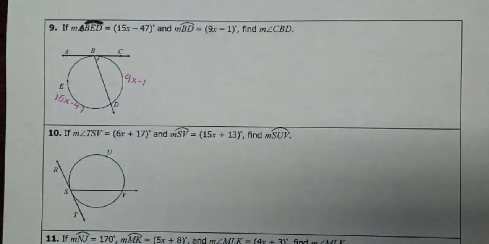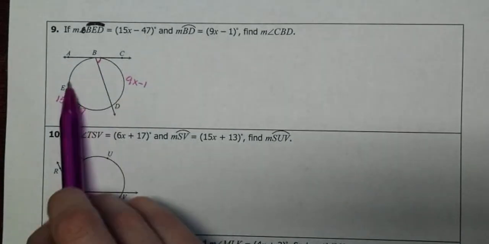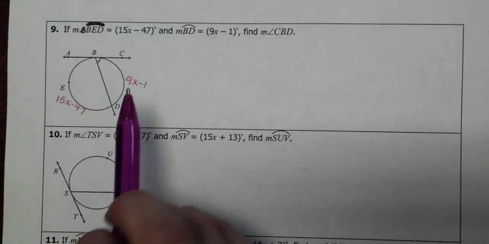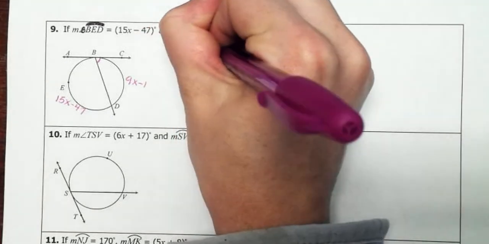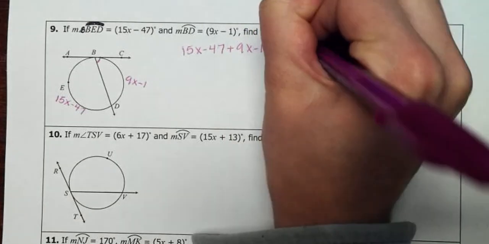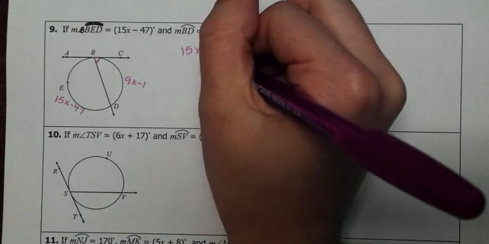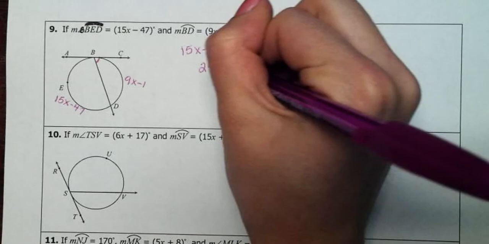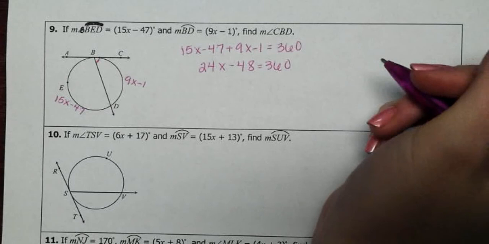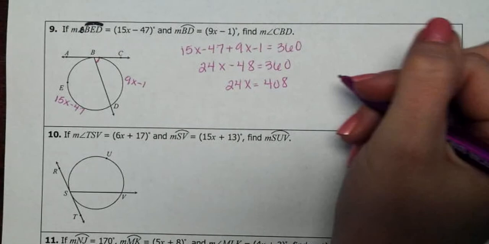Actually, let's go ahead and work this one. So it's asking for this angle, but first of all, let's just look at what we're given. We're given both of these arcs, which make up the entire circle. So I'm going to go ahead and just add them together to give me 360 degrees because they make up the entire circle. So if I combine my like terms, I'm going to end up with 24x minus 48 equals 360. I'm going to add the 48 over, so I have 24x equals 408. I'm going to divide, so I get 17.